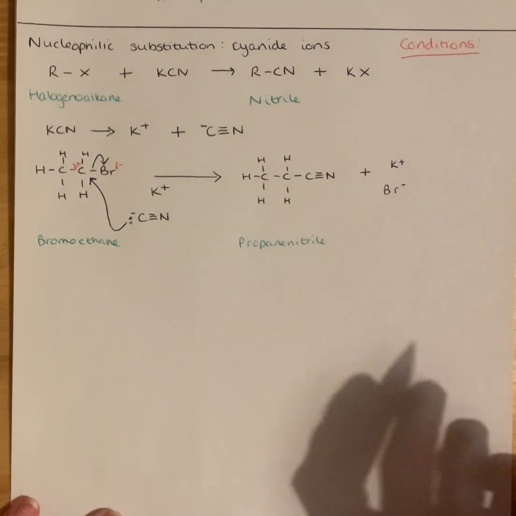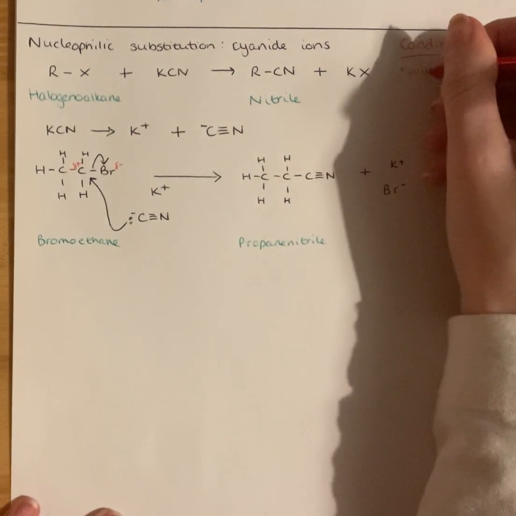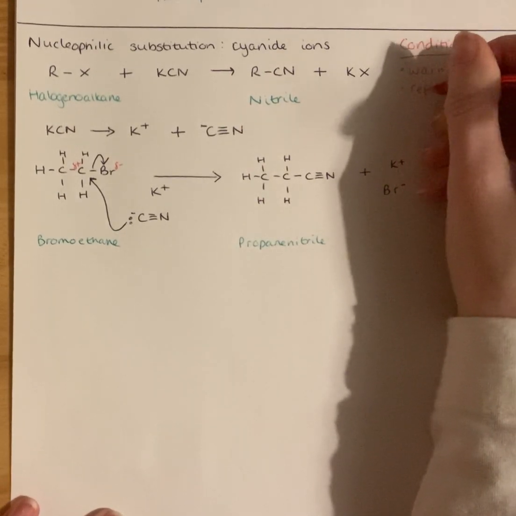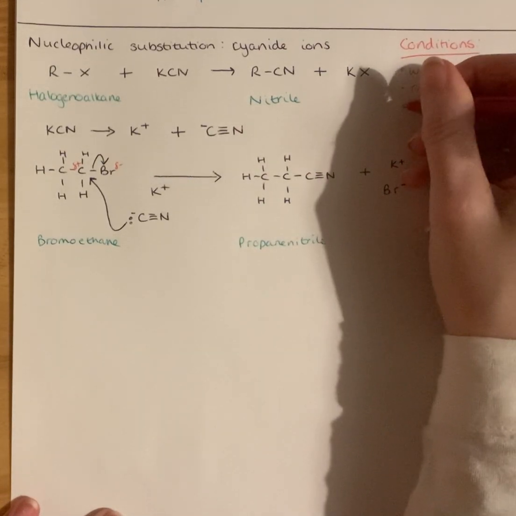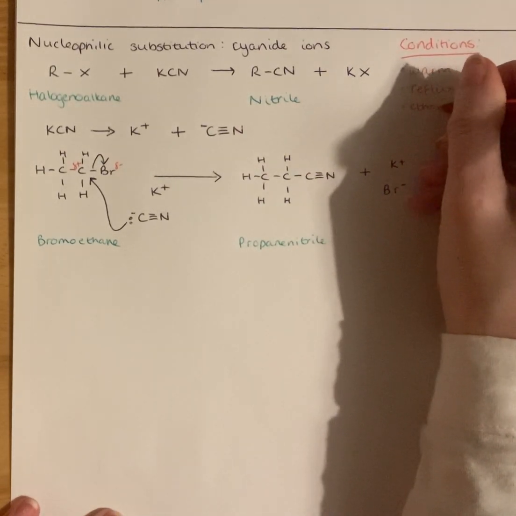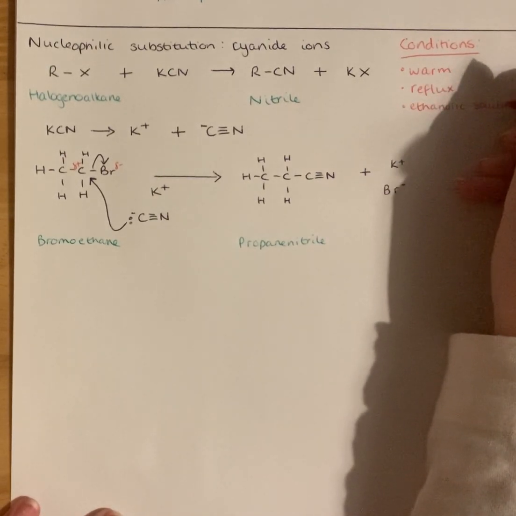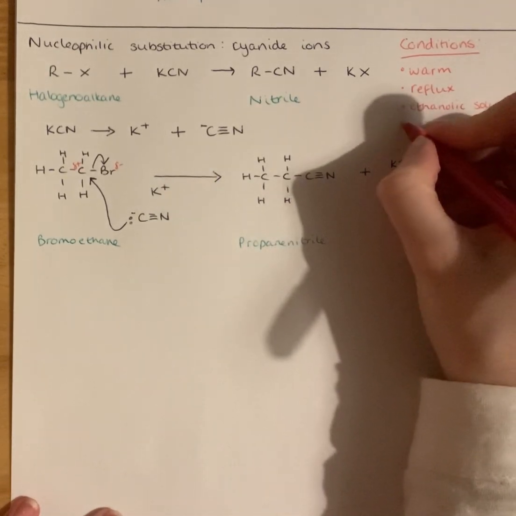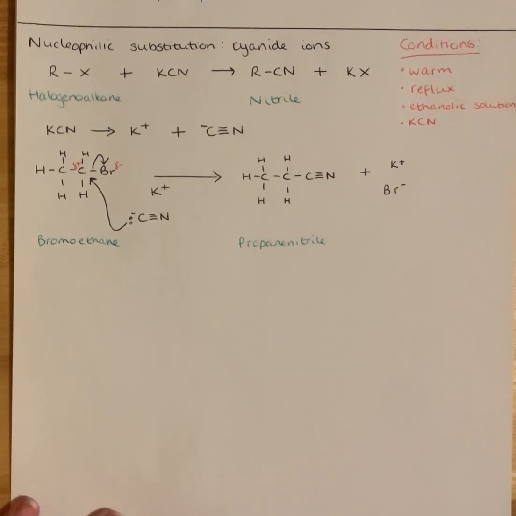So the conditions for this reaction, this is going to be warm. So this is not boiled. This is warm. Again, we're going to reflux it to make sure we're not losing any of our products. This is going to be done in an ethanolic solution. So it's not in water, not like the previous one. So the solvent is ethanol, and we're going to need some potassium cyanide as our source of the cyanide ions.